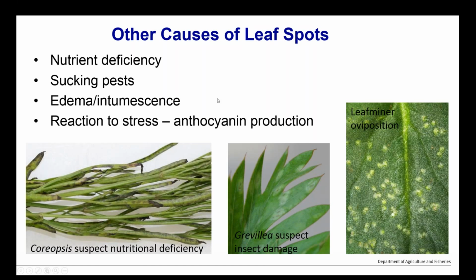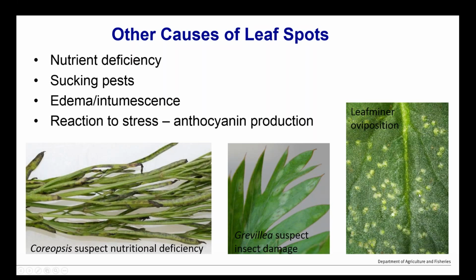So there are leaf spots that can be caused by nutrient deficiencies, insect pests. Edema is quite common, and we're going to talk about that in some detail. Anthocyanin production we'll also talk about in some detail, because we see those edema and anthocyanin symptoms frequently. And we have to tell growers, look, your plant's stressed. Don't know what the source of the stress is, try and fix it. It's an unfortunate story.